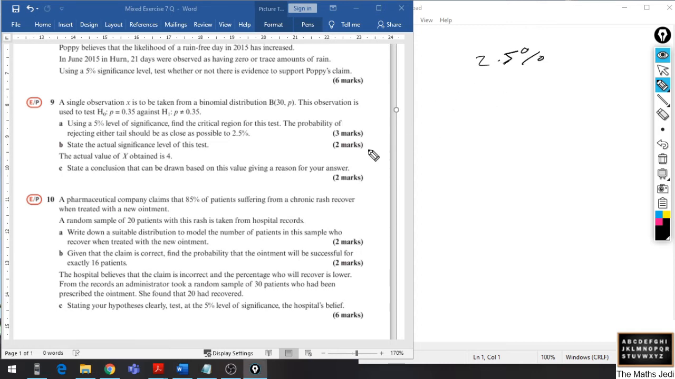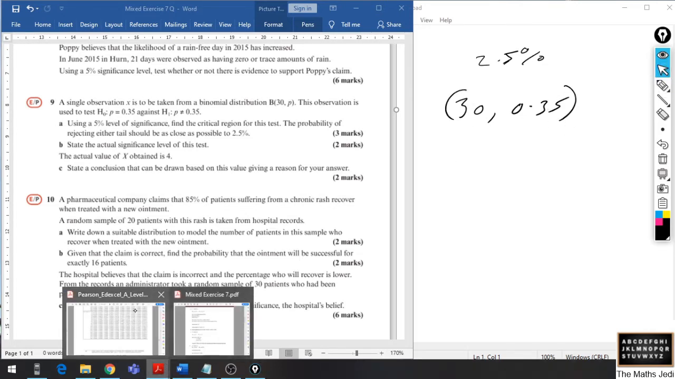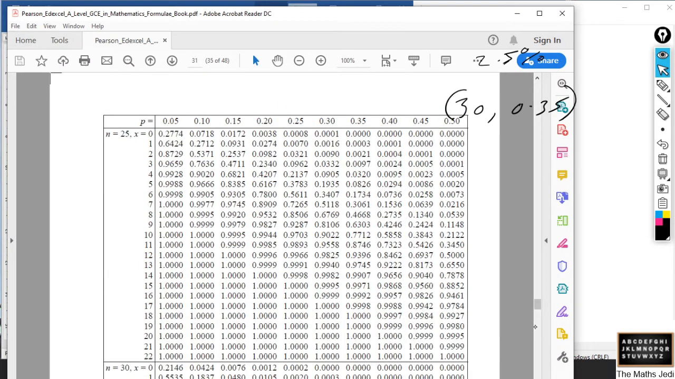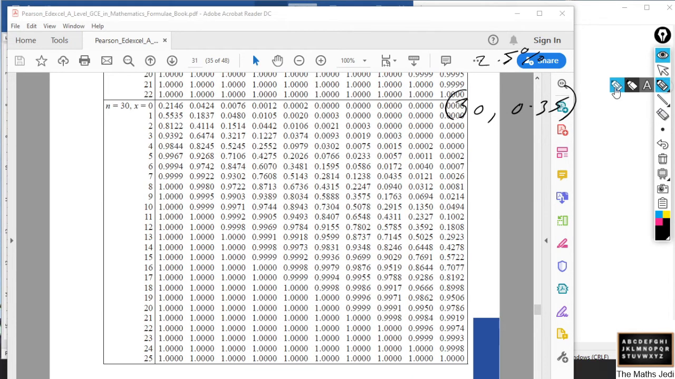So that's important. We're going to look at the distribution 30 and then 0.35 this time. So let's just have a look at the tables. 20 is here. Let's just find our way down to 30. 25, 0.35 is this column, 1, 2, 3, 4 in. So 30 down here, 4 in. Draw an arrow on it, so we've got that remembered.